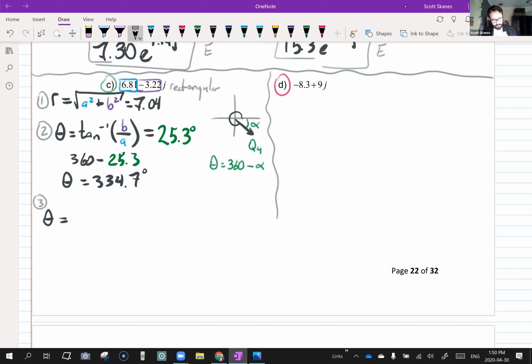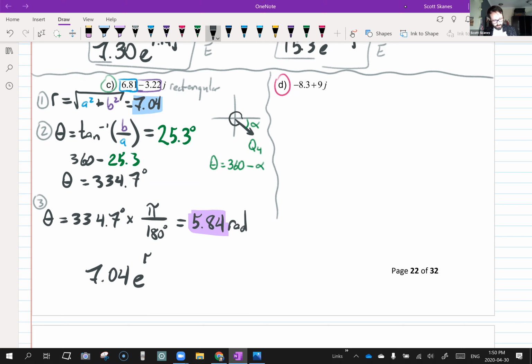Step 3. We need to take our degrees and change them into radians. And that gives us 5.84. Okay, so when we look back on this, I see r and I see theta. So I say 7.04 e to the power of theta j, okay?